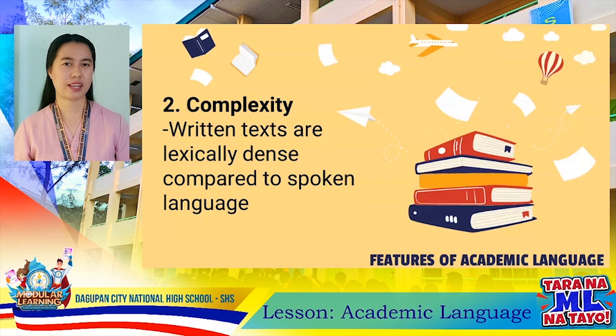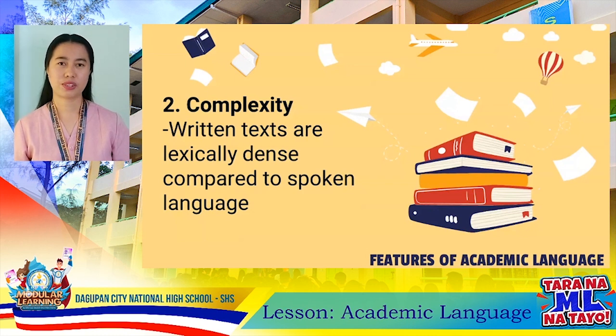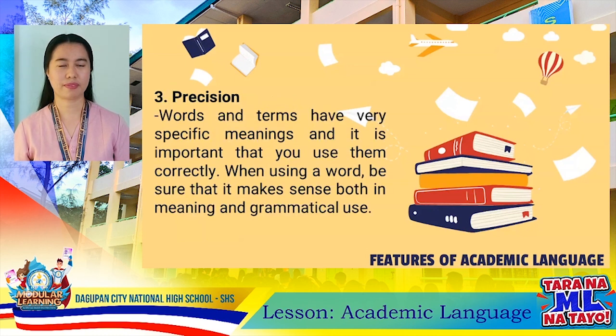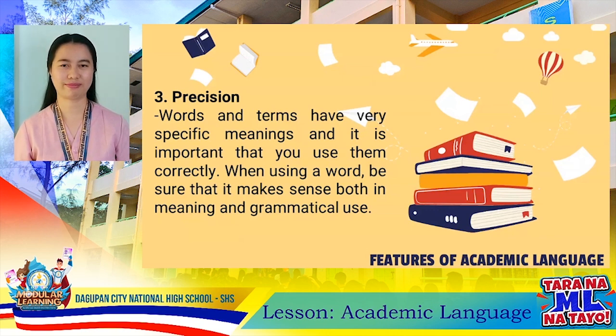The second feature of academic language is complexity. Written texts are lexically dense compared to spoken language. Academic texts use longer sentences like compound and complex sentence structures, more complex words and phrases than spoken language. The third feature of academic language is precision. Words and terms have a very specific meaning, and it is important that you use them correctly. When using a word, be sure that it makes sense both in meaning and grammatical use. Academic language uses precise or exact words or terms used in a specific discipline. We will discuss more on this as we go on with the lesson.